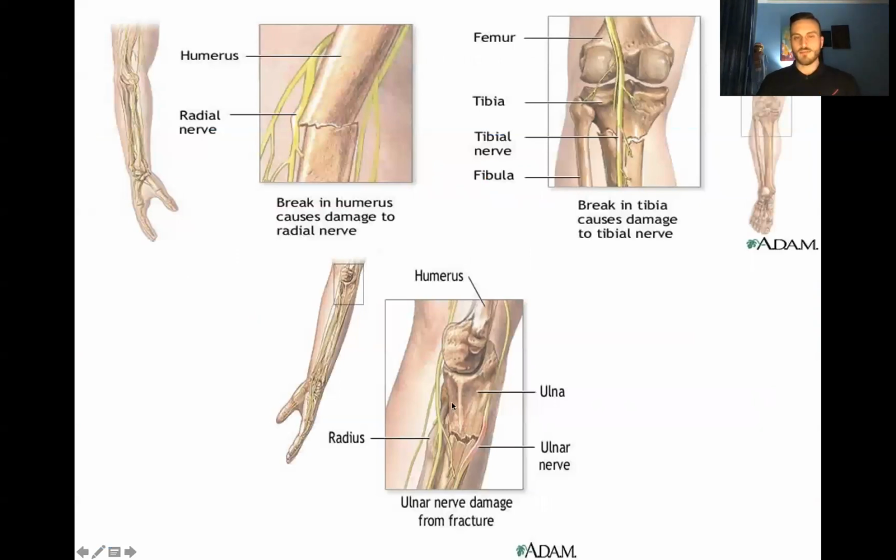This is some pictures. You can see in this picture that in the humerus fracture, the radial nerve might be injured. In the high tibial or proximal tibial fractures, the tibial nerve might be injured. And you can see here in the proximal ulnar fracture, the ulnar nerve or radial nerve, or either the posterior interosseous nerve could be injured.